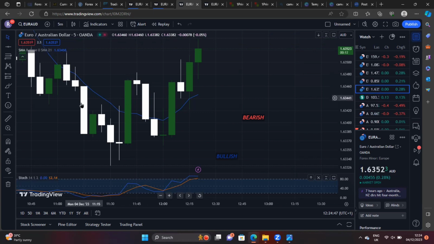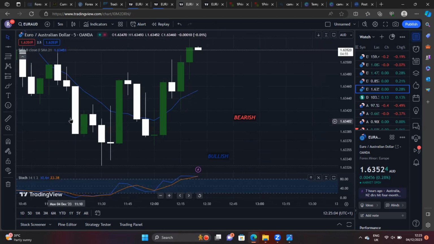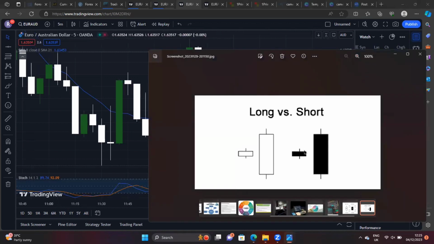This has a long body. The bearish, the white candle, has a long body. Hope you can see my chart. A long body, which represents what? That is high selling pressure. So that is what we're explaining on this term, long versus short.